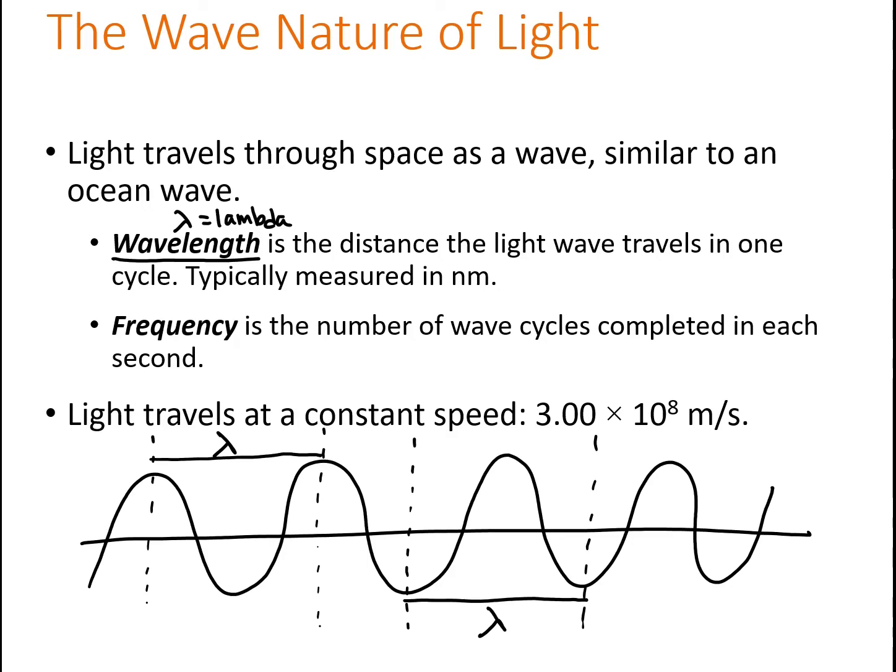The frequency, which we abbreviate with an F, is the number of wave cycles completed in each second. So how many times can you go up, down, up in 1 second? Light travels at a constant speed of about 3 times 10 to the 8th meters per second.